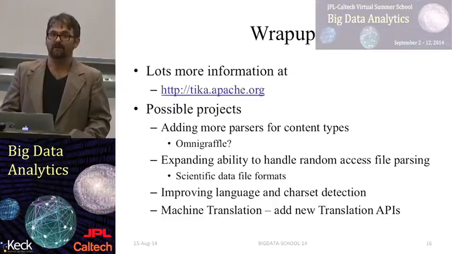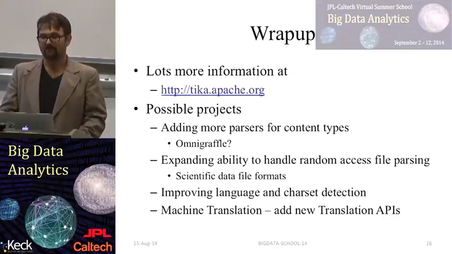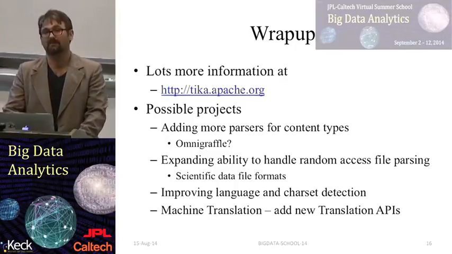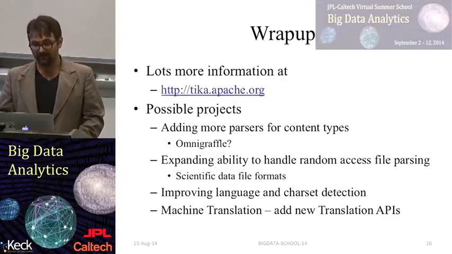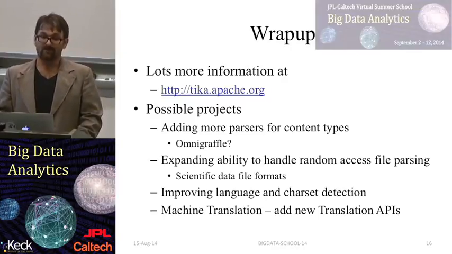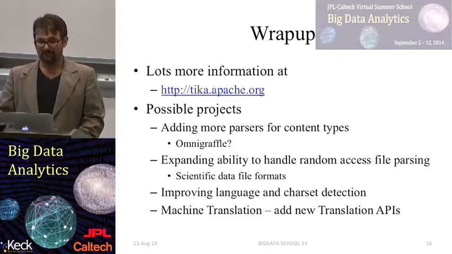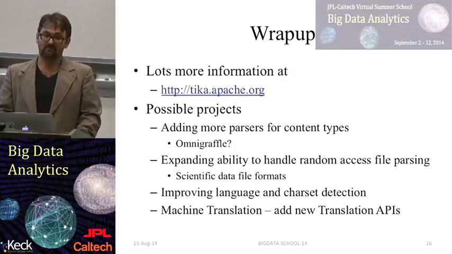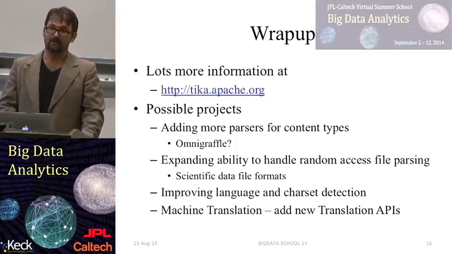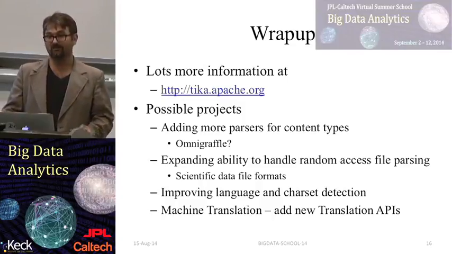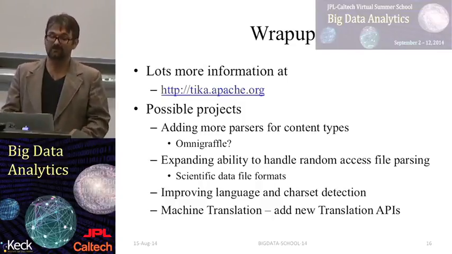We have to deal with file formats that support random access file parsing, and we don't have a great set of support for that. This is common in scientific data formats, so any contributions you can make to have Tika handle scientific data formats better would be much appreciated. Improving language and charset detection, as I showed in the second module, could use a lot of improvement, so that's always welcome. We have an emerging set of machine translation APIs in Tika that are going to come out in 1.6. If you're interested in machine translation, translating from one language to another, contributions there would be really welcome too, and it's also a good little side project if you're interested in big data, content detection and analysis.